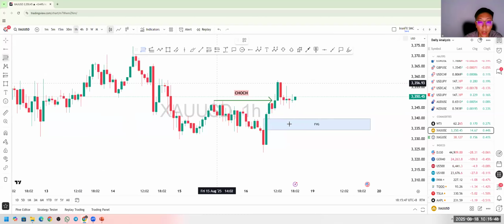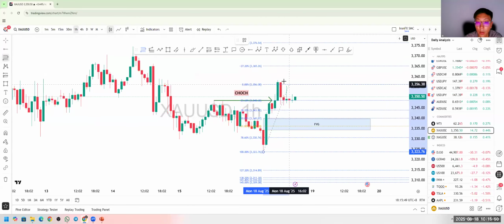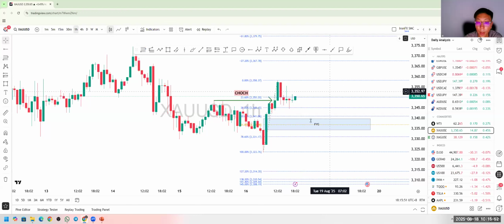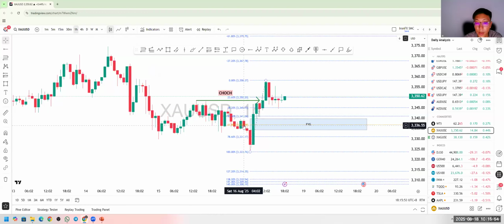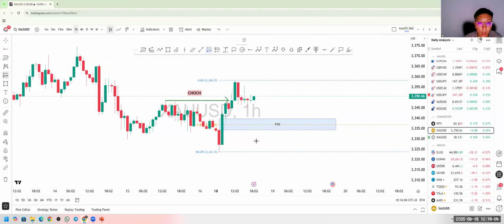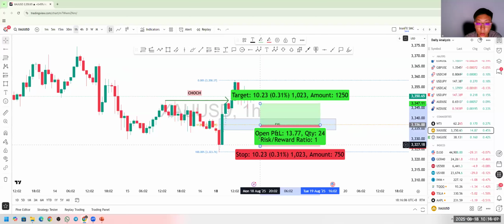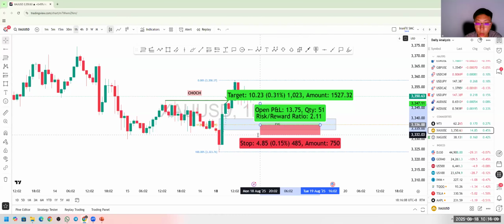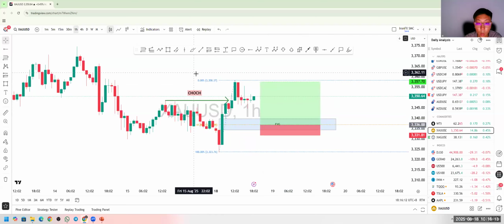Then I'll start to use my Fibo retracement level. If I see 61.8% within my fair value gap, then I will enter buys over here. So I'll put my buy position right about here. Stop loss can put about 50 pips. TP right about this height, 1:4.